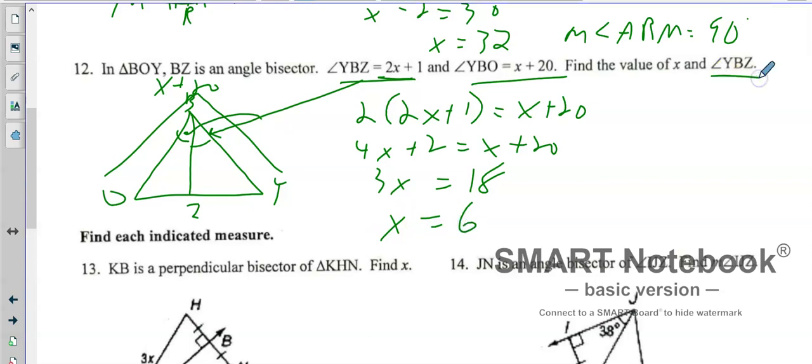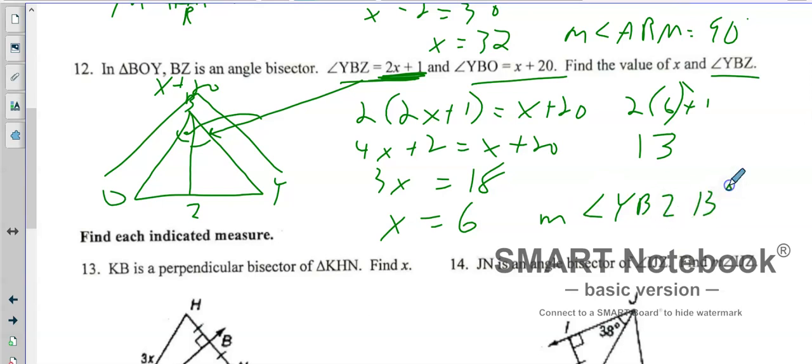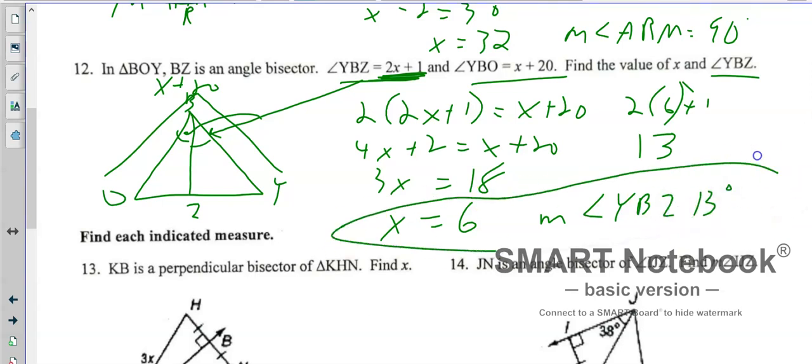It also says find YBZ, which is just right here. So 2 times 6 plus 1 is 13. 2 times 6 is 12, plus 1 is 13. So the measure of angle YBZ is 13 degrees. Those are my two answers.